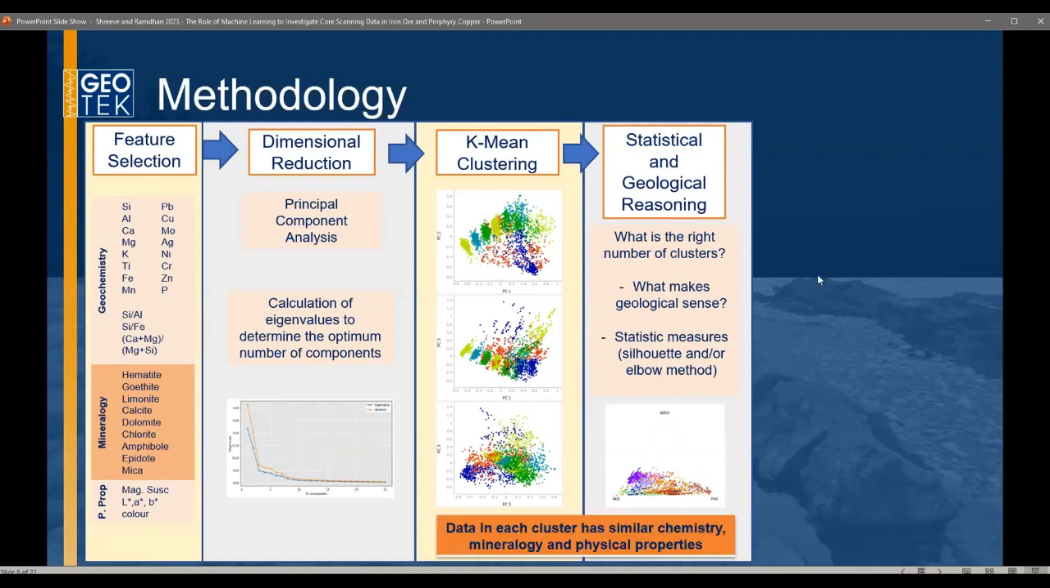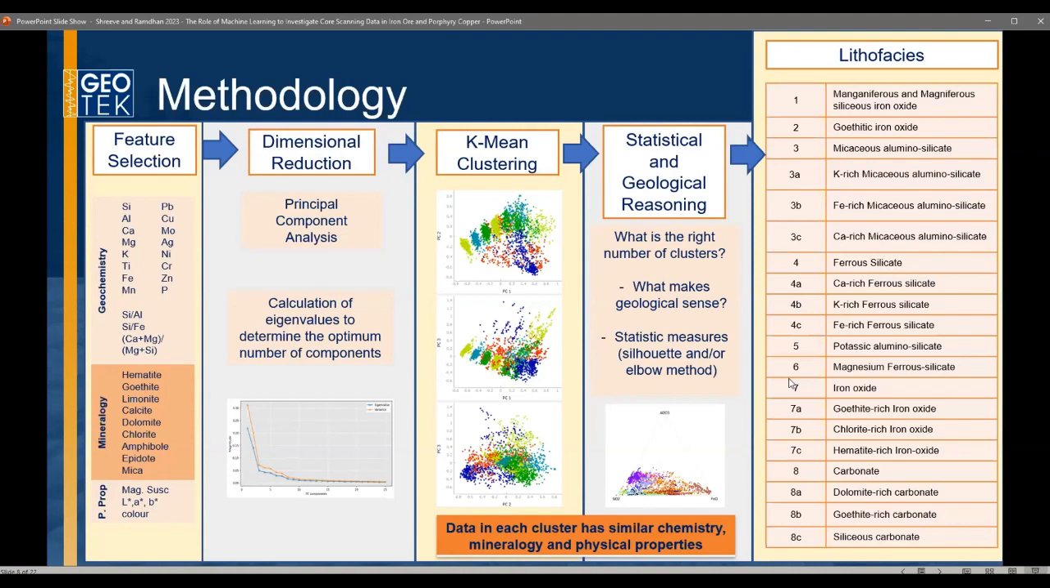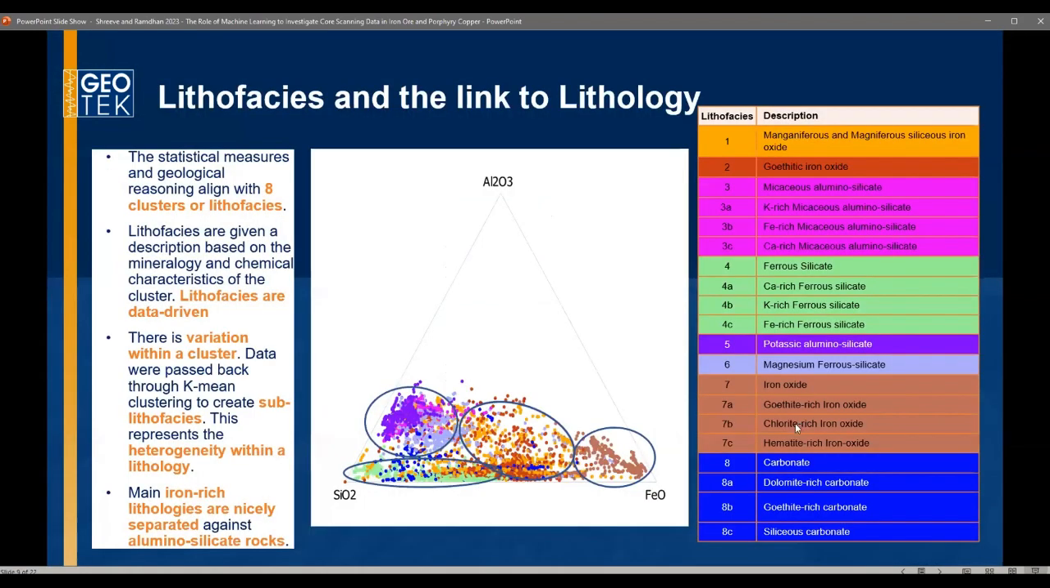But of course, remember that data in each cluster has a similar chemistry, mineralogy, and lithology across this, which means, of course, that's exactly the same as lithology. Lithology has a similar chemistry, mineralogy, and physical properties as well. So that means that we can, with reasonable confidence, say that our clusters are related to lithology, and we term these lithofacies. And each one of these lithofacies we can give a description. In this case, we have 8.